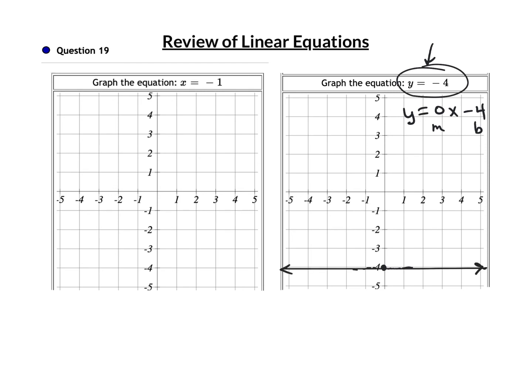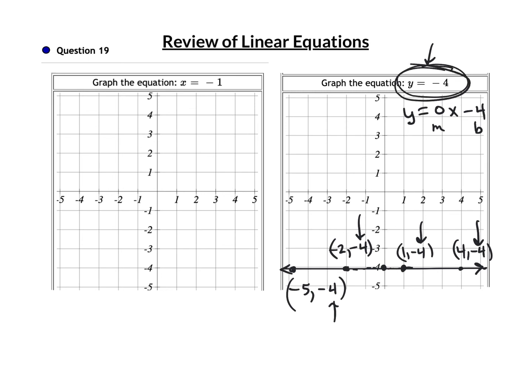The thing I want you to notice is if you look at the ordered pairs, let's pick a couple. This is the ordered pair (1, -4). Here's one. It's (4, -4). Over here is the point (-2, -4). And way out here is the point (-5, -4). The thing to observe is that every point has a y of -4. That's because the equation is y equals -4. Y is always -4 on that line for every point.